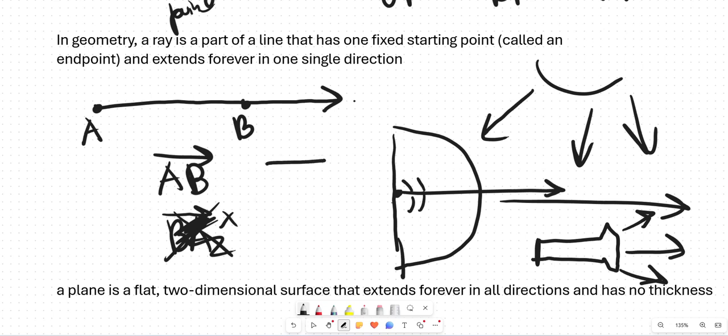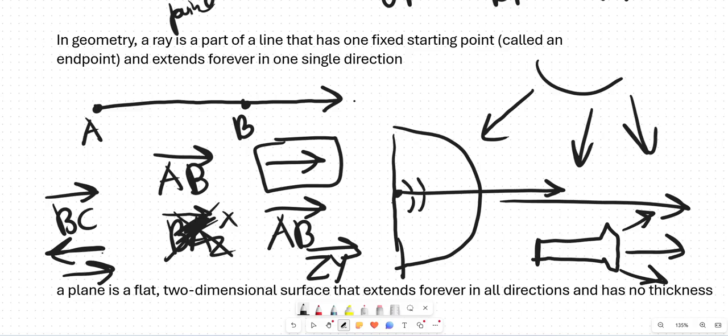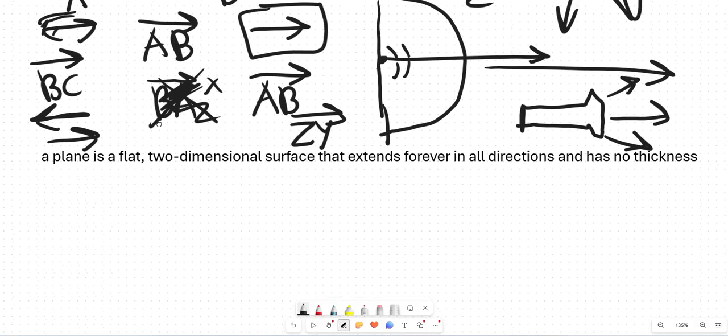And also the symbol for a ray is this. Don't ever forget this. Like this, and BC. If you see this symbol, it's either going this side or this side, opposite directions. Only one arrow. Remember, for a line, it's two arrows in opposite directions, like this, and for a line segment, it's basically just a line, and for rays, it's like this. So we can move on to the next one. So, a plane.